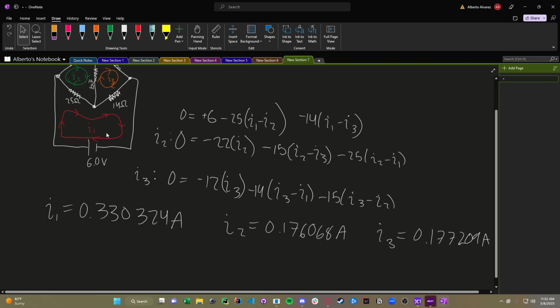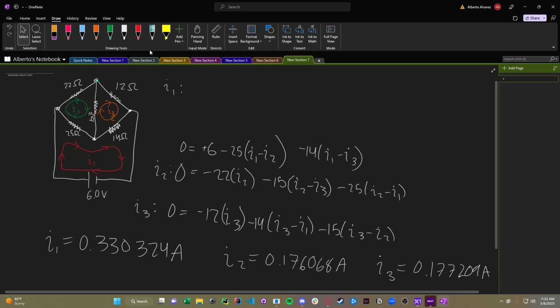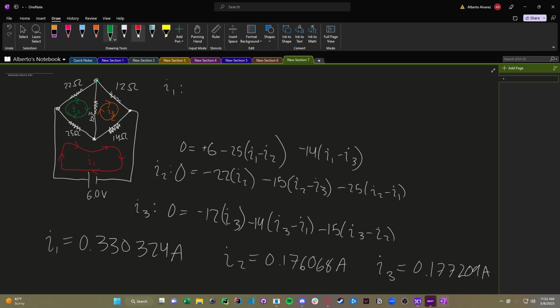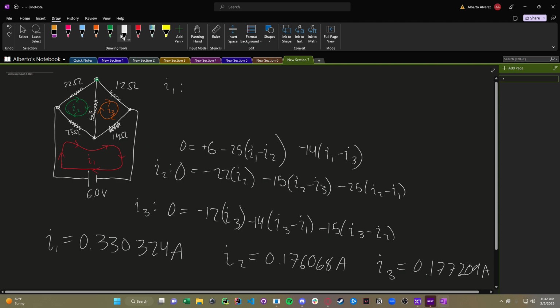Okay, so now that we have the individual loop currents, if we wanted to find the current through each resistor, we'd basically have to just imagine soloing it out. So the first one they asked for is the 12 ohm resistor. Now the 12 ohm resistor, again, the only current passing through it is I3, right? So for this one, I of 12 ohms is just I3, and that's equal to roughly 0.18 amps.